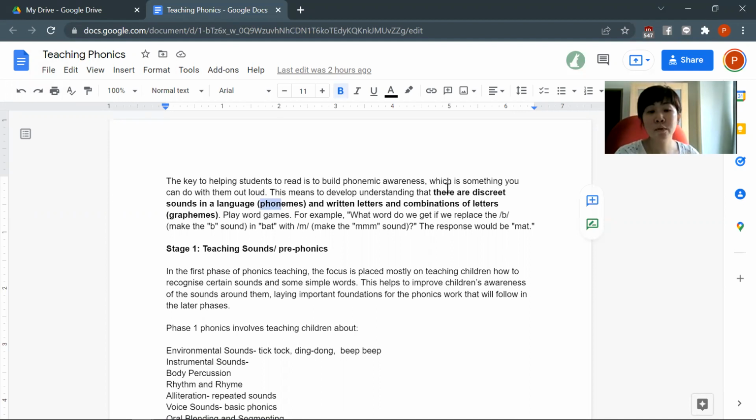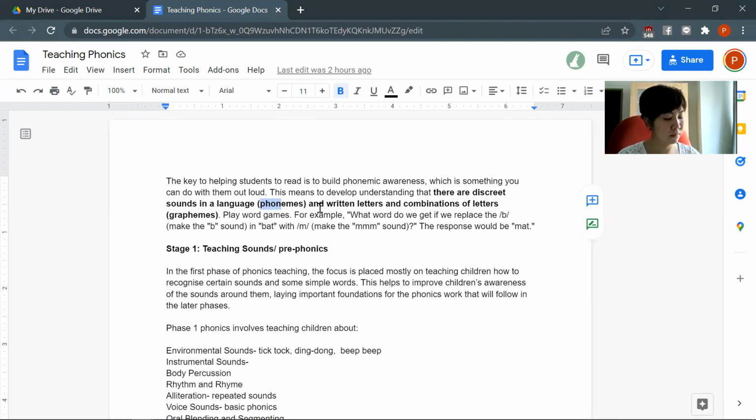So we have discrete, that means separate sounds in a language. English has 44 different sounds, 26 letters and 44 sounds. It's double the size. Yeah, a little over double actually, because double would be what, 42? But yeah, double the sounds.